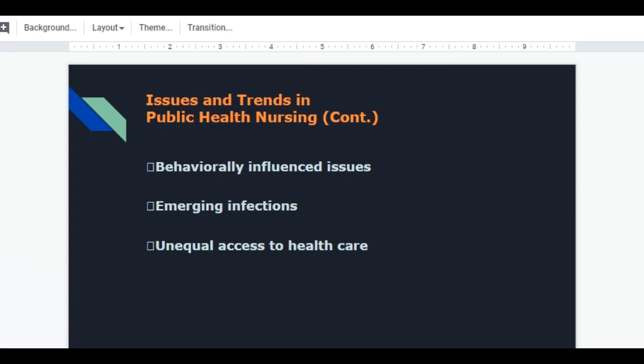Some of the emerging infections are things like SARS, severe acute respiratory syndrome, and H1N1 influenza, which actually was an issue about 9 years ago. We had an H1N1 flu epidemic. Another trend is unequal access to healthcare. So we may have excellent healthcare in the city of Sioux Falls or in the nation of the United States, but not everyone has access to it. And these are important trends to consider for public health nursing.